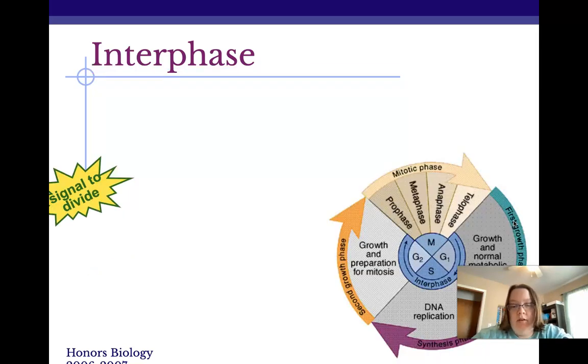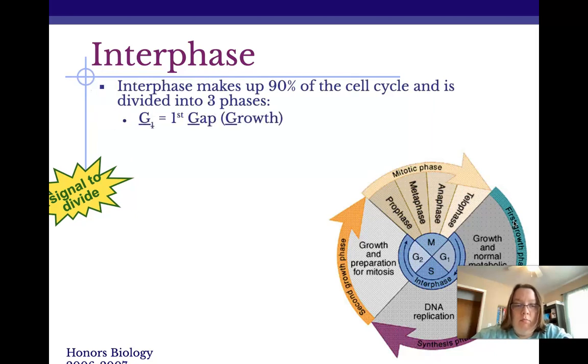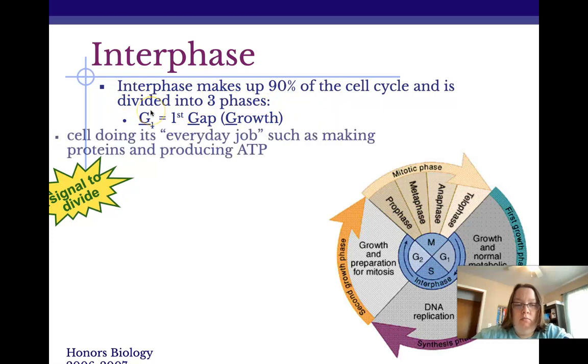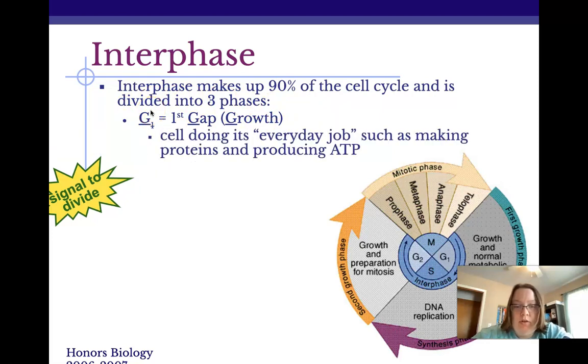So when it's ready to divide during interphase, there are 3 different phases that can happen. G1 is growth phase 1. So your cell will do its everyday job. It's doing what it usually would do. So growth phase, gap phase 1 is cell doing what it would typically do. The cell might also grow, growing a little bit just to prepare to divide. Then it has to copy the DNA. DNA synthesis, or S phase, S for synthesis. DNA synthesis is when the DNA is copied.